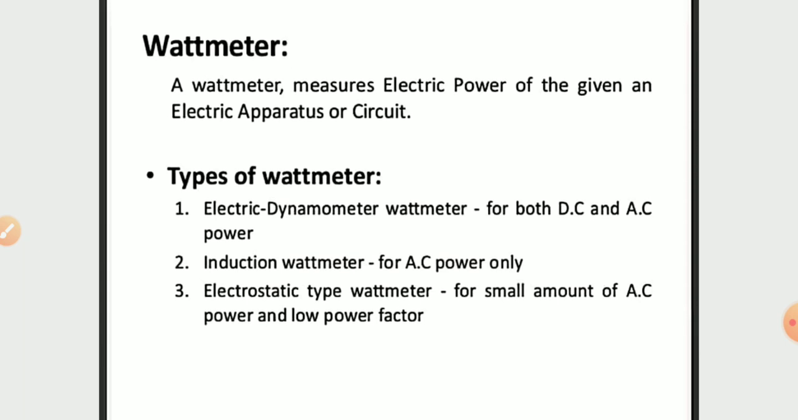Now next is the wattmeter. It measures electrical power. There are three types. The electrodynamometer wattmeter is used for both AC and DC power. The induction type wattmeter is used for AC power only. And the electrostatic type wattmeter is used for a small amount of AC power and low power factor.